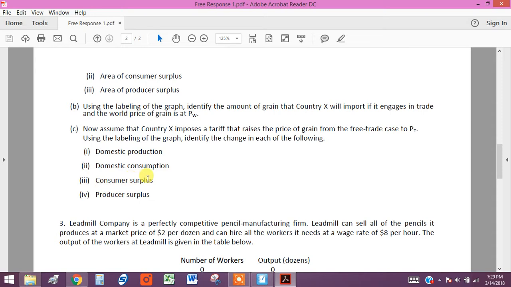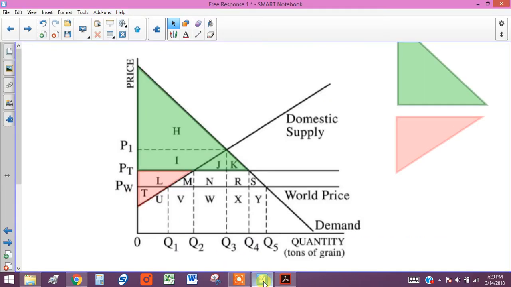So when you're answering this, you can simply say that with the tariff, the consumer surplus is H plus I plus J plus K. And if you want to be more detailed, you can say that the change from the free trade situation is that you lose in consumer surplus L plus M plus N plus R plus S. And for producers, you can say you've changed from only T when we had free trade. With the tariff, the change in producer surplus is you add L. So it's T plus L. That's how you would answer that in this type of question.